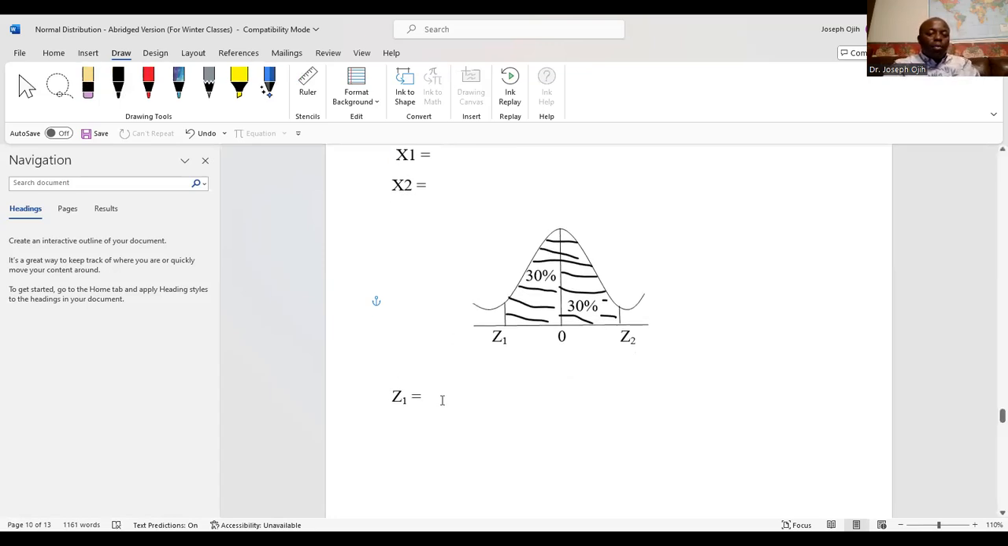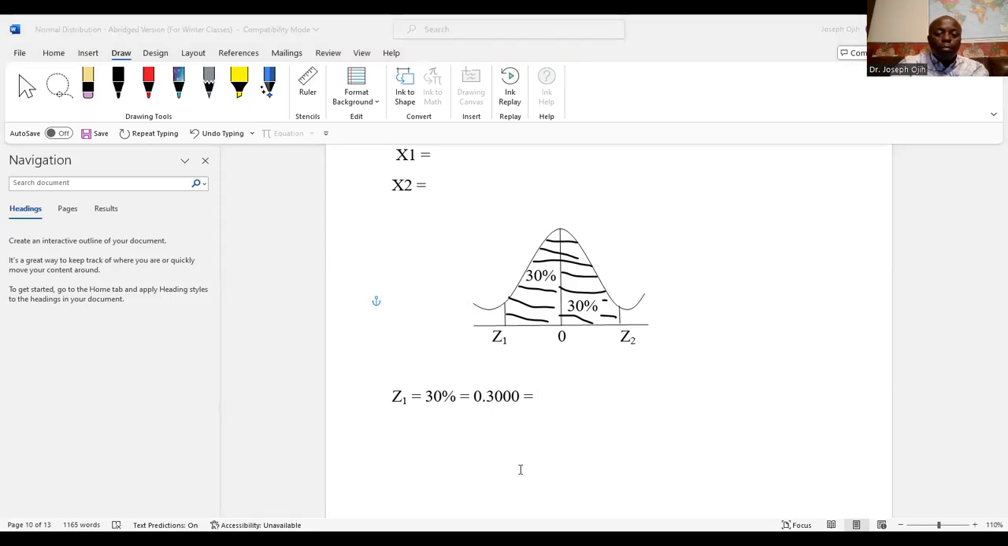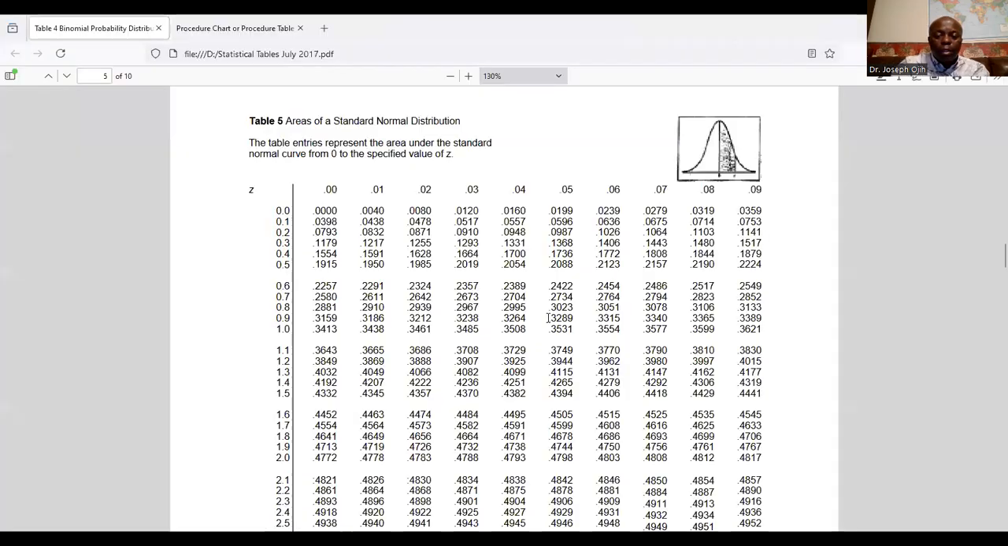So now let's find out Z1. The total is 60%, half of which is 30%. Now 30% is 0.3, but usually numbers in the table have 4 figures, so we're going to 0.3000. And let's look for 0.3 on the table. If I don't find it, I will just choose a number that is closest to it.